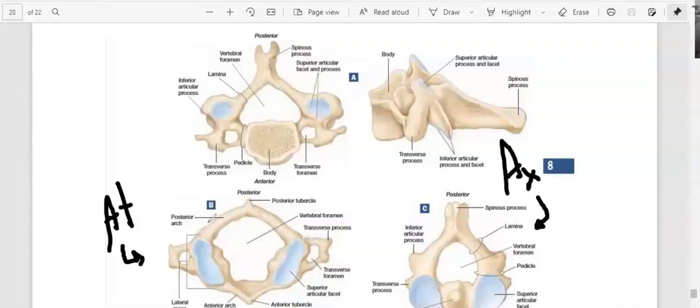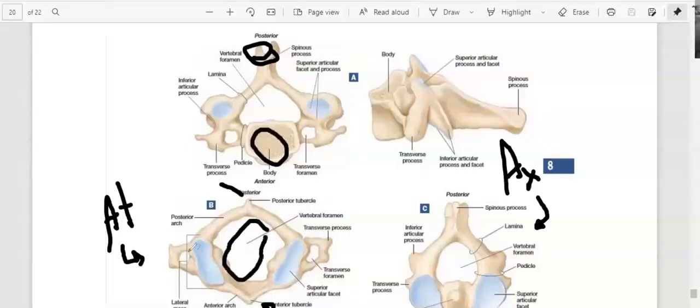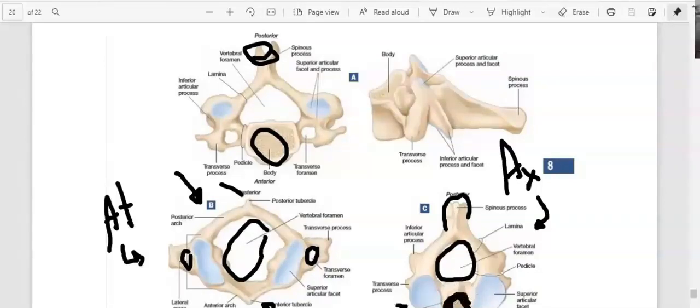So for example, the atlas doesn't have a spinous process. I remember we said this is going to be the spinous process right there. They don't have one. So this is going to be posterior tubercle and anterior tubercle. They don't have a body. So this one doesn't have a body, but it has a vertebral foramen. Also in the transverse process right here, you're going to have transverse foramen. The axis is going to start taking some of the shape that the other bones are going to have. You begin to see, for example, in the spinous process, you still have vertebral foramen, but something that is very characteristic of the axis is that you're going to have this elevation right here, this thing like a mountain. This is going to be called the dens or the odontoid process.